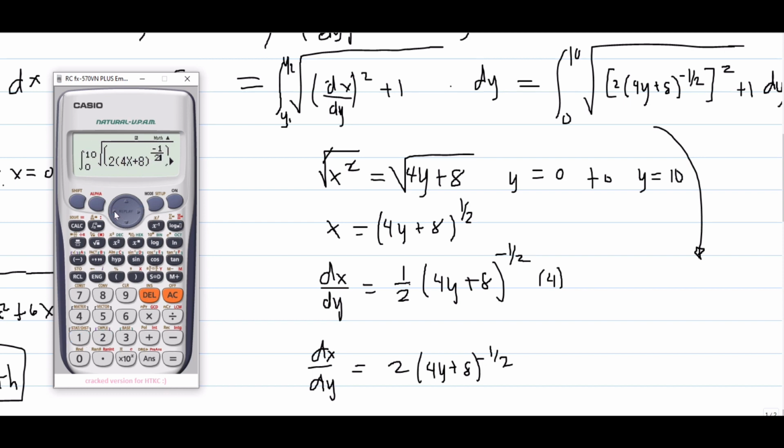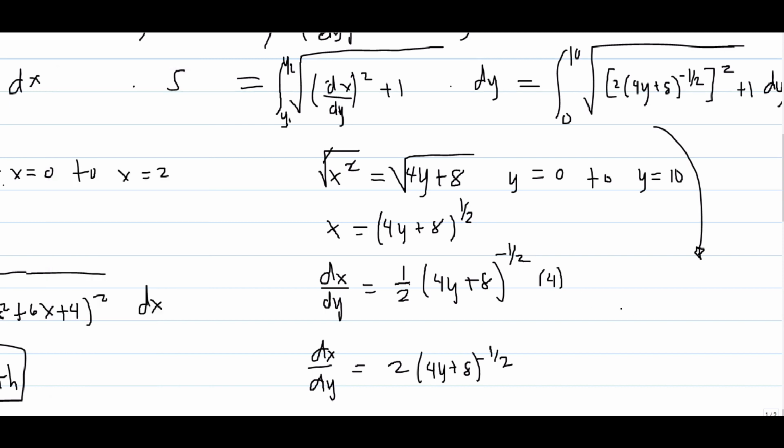Okay, so once you have input it, then equals. By the way, let me review: 2 times the quantity 4y plus 8 to the power negative 1/2. So s is equal to 10.85, and that would be the final answer.